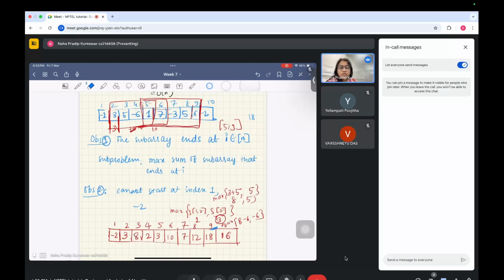So where did we use these two observations? Notice that, okay, sorry, maybe I made a mistake. Yeah, sorry. You do from 2 to 9.